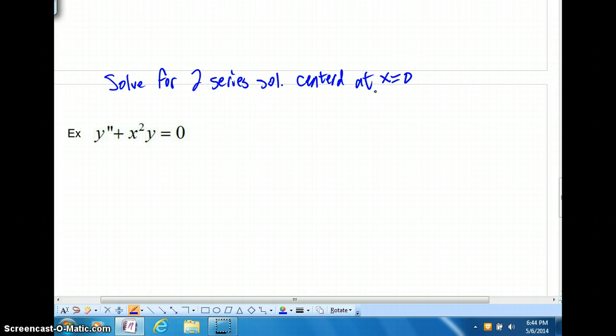X equals 0 is an ordinary point. Like I said, the lead coefficient's just 1. So let's assume that that can be done. We'll have y equals the sum from n equals 0 to infinity of c sub n times x to the n.